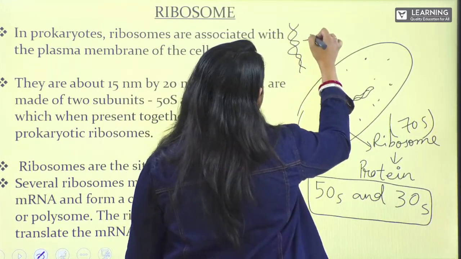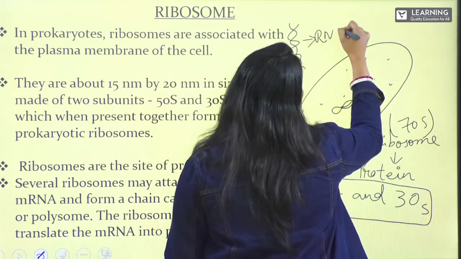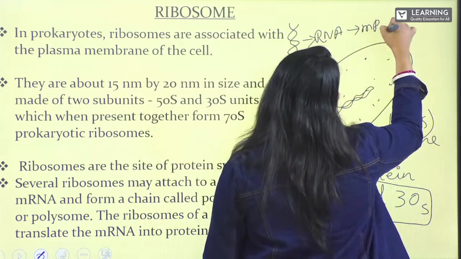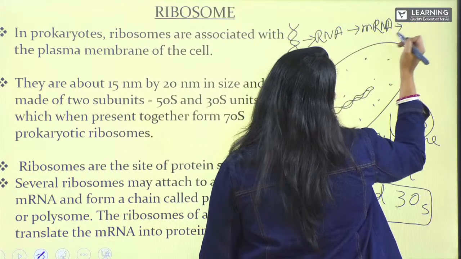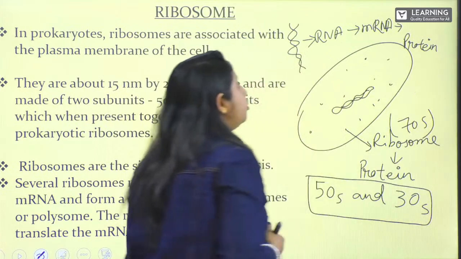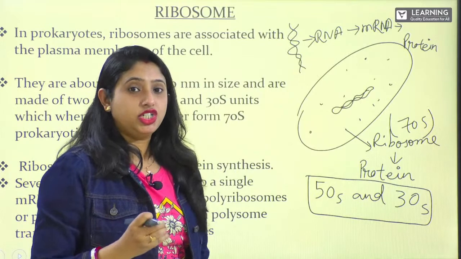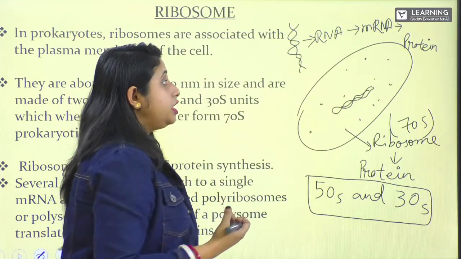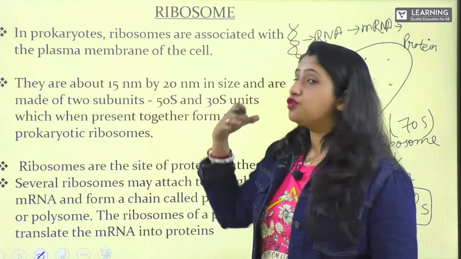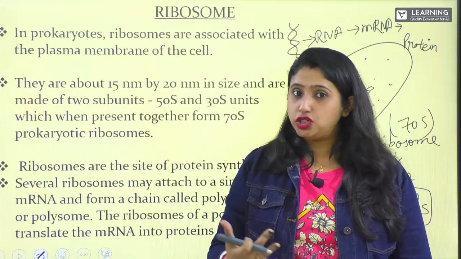From the DNA, what will be formed? It will form the RNA, okay? From the RNA, what happens? The mRNA will be formed, and from the mRNA, the protein will be formed, all right? So this is how replication, transcription and translation, which you'll be studying in class 12, take place. So how does protein formation take place? From the mRNA, the protein is formed by the process of translation, okay?